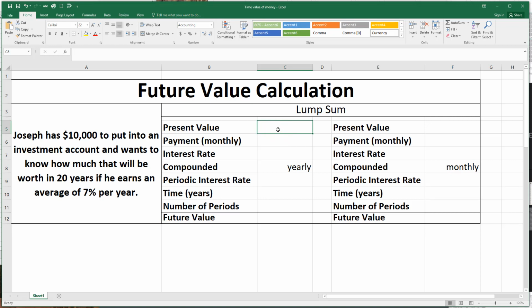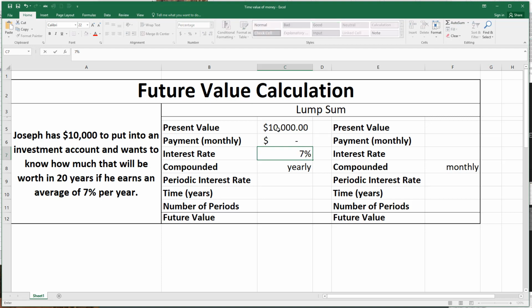So the present value is going to be the $10,000 that he has today. The current value, or in other words, present value, is 10,000. We're not going to deal with payments in this exercise, so I'll just put that at 0. The interest rate is going to be 7%, so I'll enter that. Compounded yearly. The periodic interest rate. So since we're compounding yearly, it's going to just be 7%.